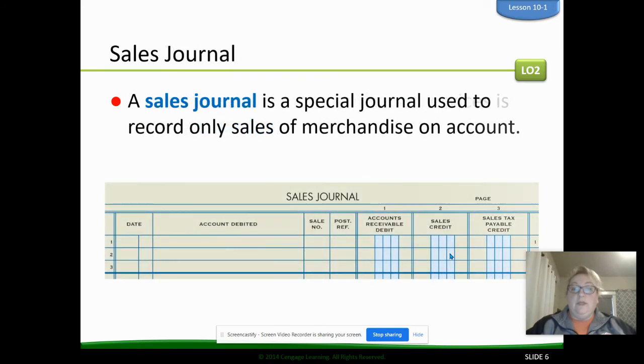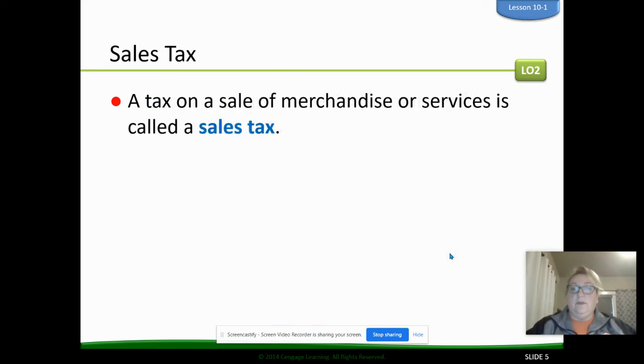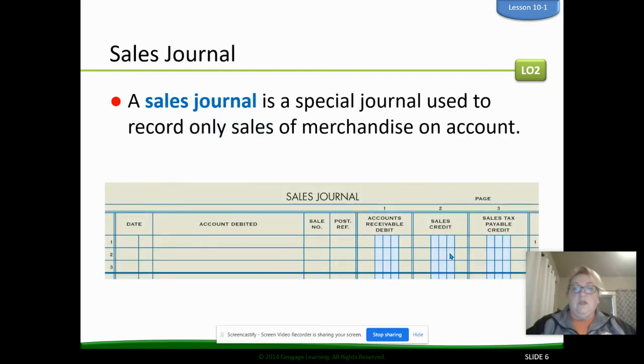So, like I said, we talked about the sales tax, and we're going to be collecting that on the sales from our customers. So, this is our sales journal. So, obviously, it's very similar. It starts off with the page, has the date, where it says account debited. This is going to be the list of our customers. It has a spot for our sales invoice numbers, a spot for our post reference, our individual account numbers here when we post them and update them.